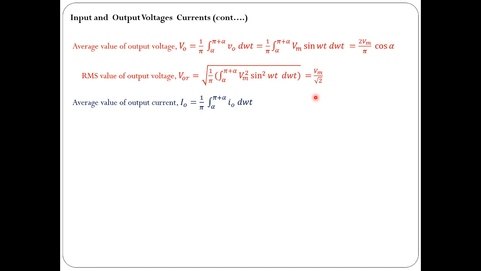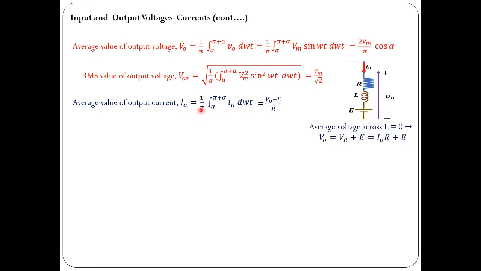Coming to the average value of the output current, it can be obtained using this formula. Integrate I0 during the period alpha to pi plus alpha and divide it by pi, which gives you the average value of the output current. Similarly, the RMS value of output current is found this way. Find the square of I naught, integrate from alpha to pi plus alpha, take its mean, and apply the square root. That results in I0R, the RMS value of output current.